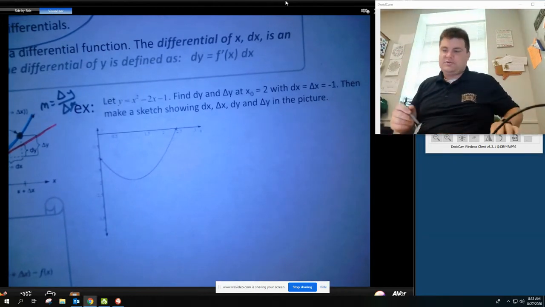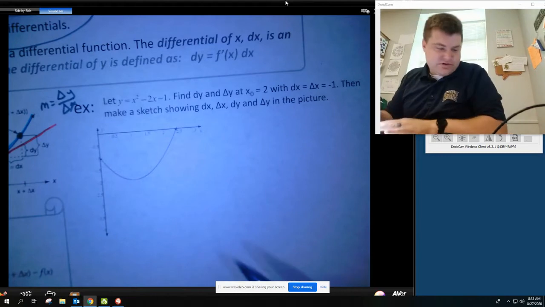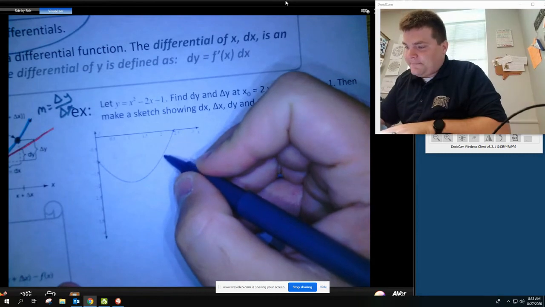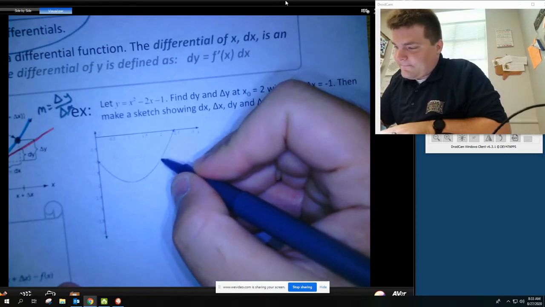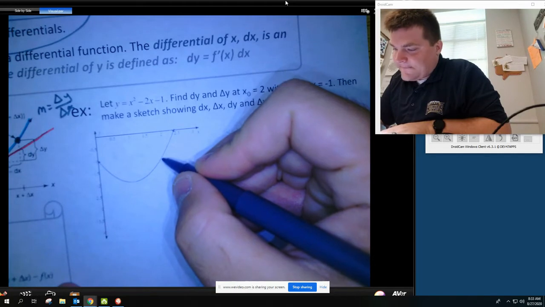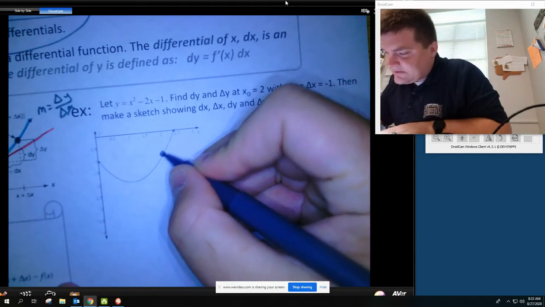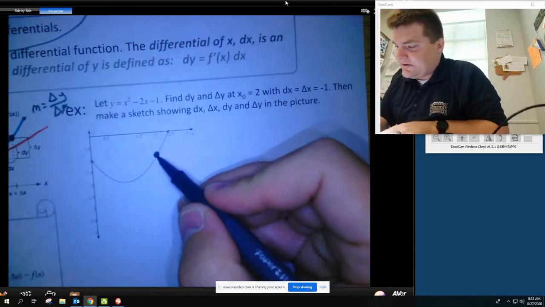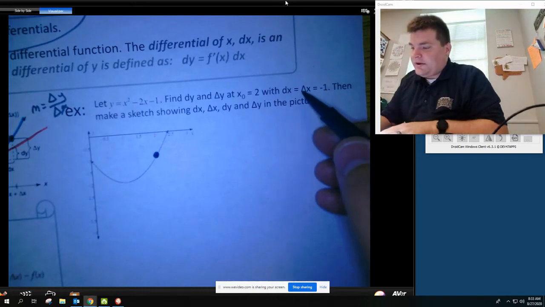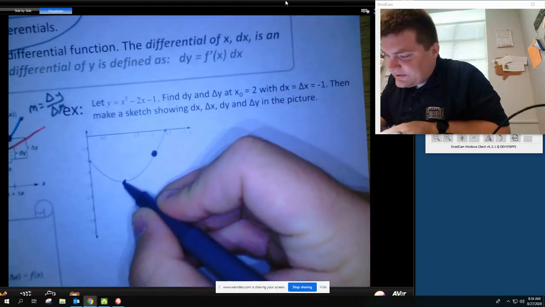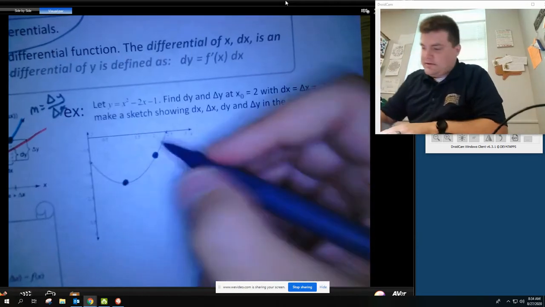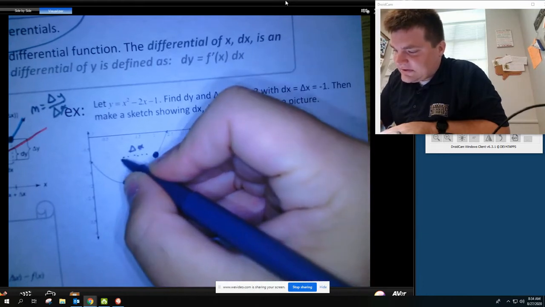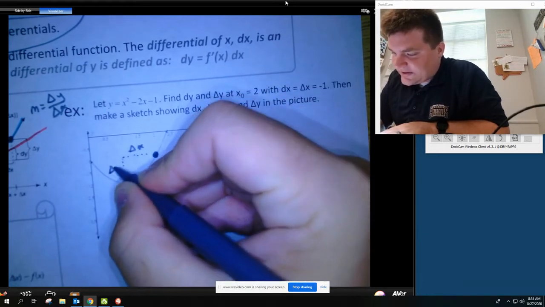So I'm actually going to first do the sketch here. So we have this point at 2. So it's going to go at -1 right here. So this is my delta x right here. So this is my x2 point on here. And then when we go over 1, well, we go over 1 right here, I'm going to be right here. Okay? So this is my delta x, and this is my delta y.